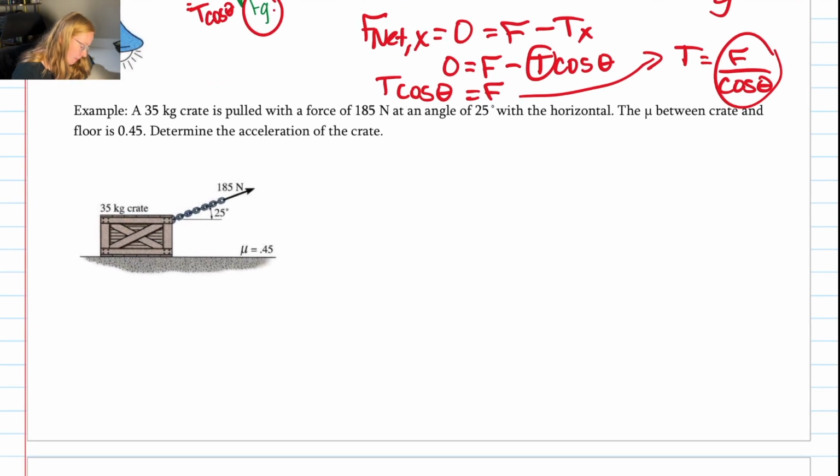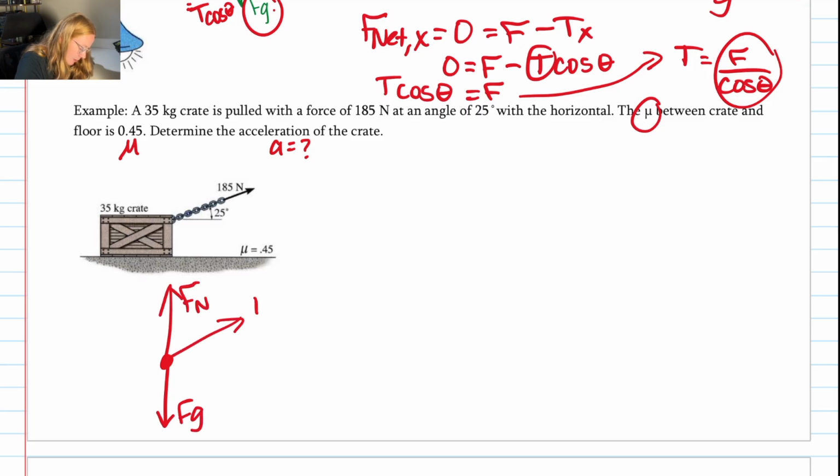Okay, so we have a 35 kilogram crate being pulled with a force of 185 at an angle of 25 from the horizontal. The mu, so that immediately makes me think of friction. So we will have friction. The mu between the crate and the floor is 0.45. Determine the acceleration. Okay, so doing a free body diagram, we have Fg, we have Fn, we have this 185 force at an angle of 25 from the horizontal.